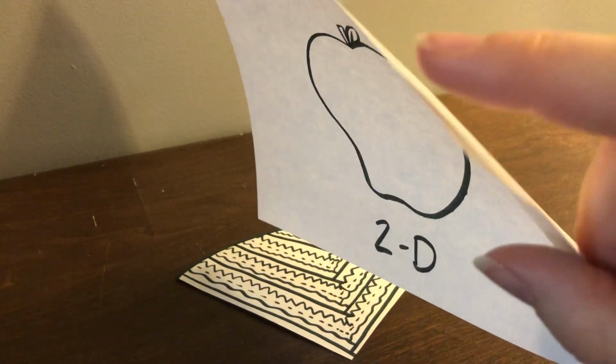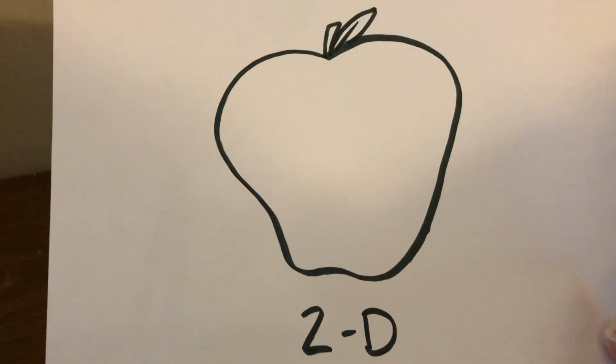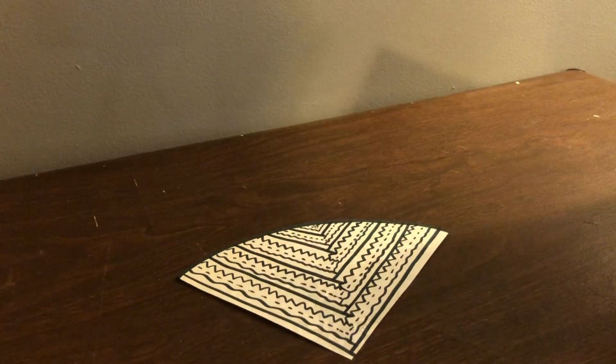You can see how thin this paper is. You can measure this two ways. Our drawings are typically two-dimensional, unless we're going to add a 3D effect to it like we are today.